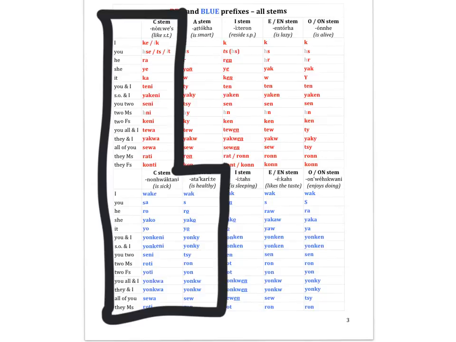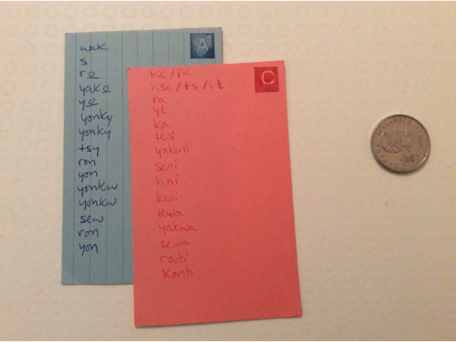Do notice, though, that they're not entirely different beasts. There are just slight variations depending on what the verb root starts with. This is one of the ways that I studied the prefixes. I made little cards like this. These are about the size of a business card, and I carried them in my wallet.